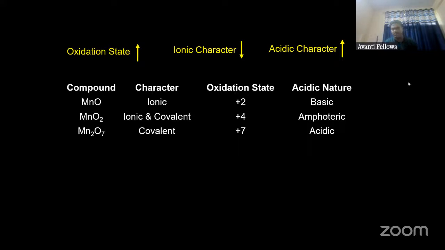ठीक है. Now, अब एसिडिक नेचर की बात कर लो अगर. So plus 2 oxidation state means they are basic, plus 4 means amphoteric, and plus 7 means acidic. So the simple relation between the acidic character and oxidation state is that as the oxidation state increases, acidic character also increases and ionic character decreases.